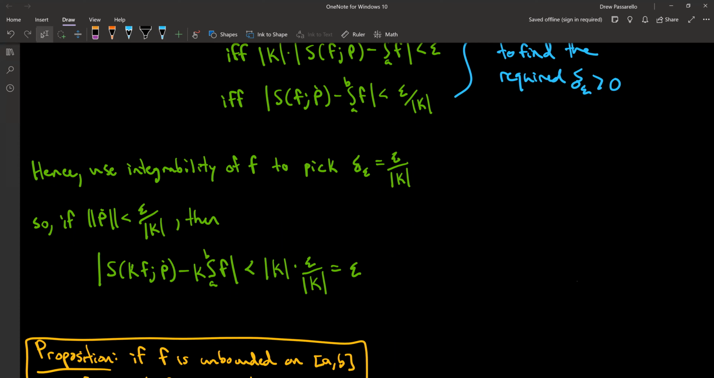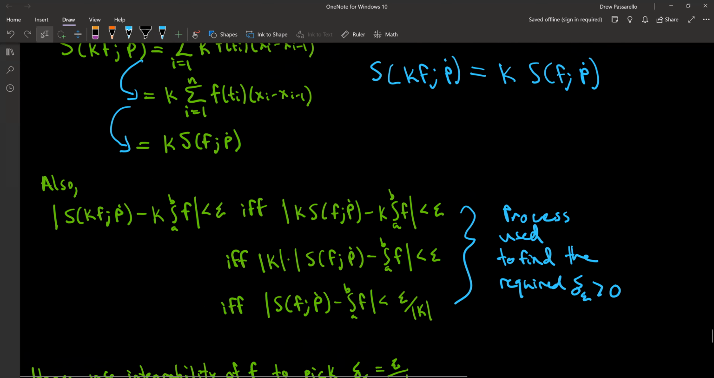So then if the norm of any tagged partition is less than this delta, which is epsilon over the absolute value of k, then it follows that the absolute value of the Riemann sum of k times f minus k times the integral of a to b of f is less than the absolute value of k times epsilon over the absolute value of k, which is equal to epsilon. All right, so that is the proof.